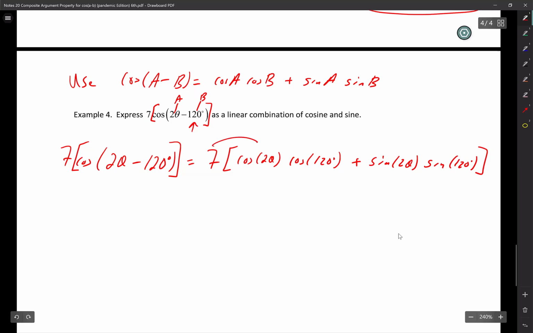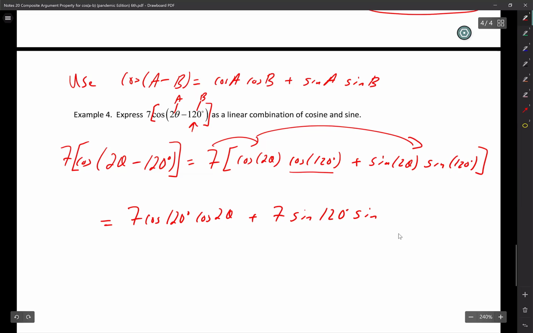I'm going to distribute the 7. I'm going to write the cosine 120 first because that's an actual number. 7 cosine 120 degrees, cosine 2 theta, plus 7 sine 120 degrees, sine 2 theta. And I'll wait for you guys to catch up.